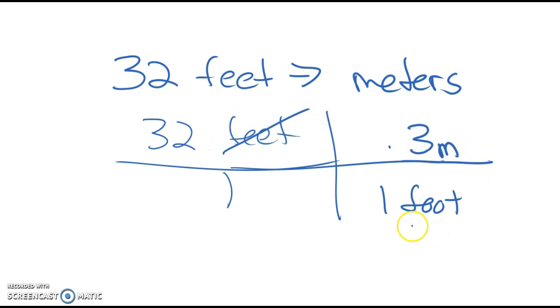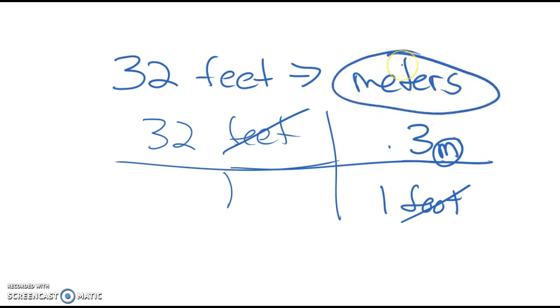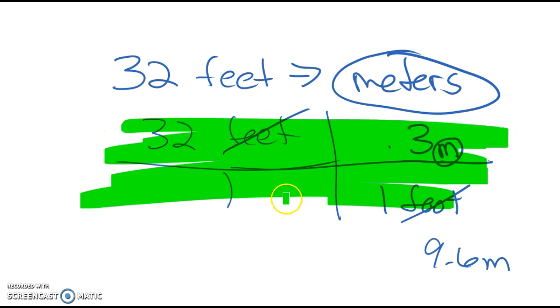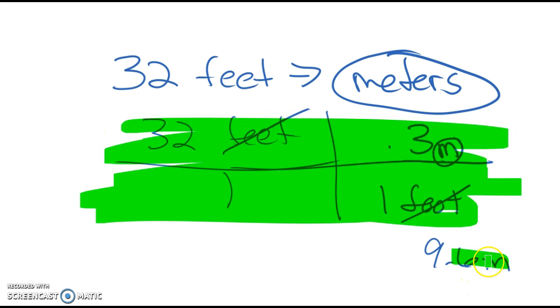So now I can cross out the feet, and I'm just left with meters. Since I'm just left with that, I want to make sure that that's what I wanted to be left with, and it is. So now I can just multiply straight across. 32 times 0.3 is 9.6, so my final answer would be 9.6 meters. Again, recognize that I put it in this format. I didn't just multiply and say that was my answer. Also, my answer has a label to it. That's very important, okay?